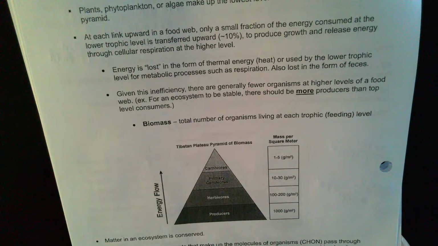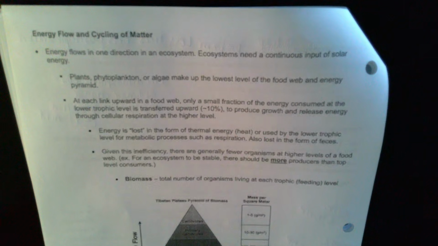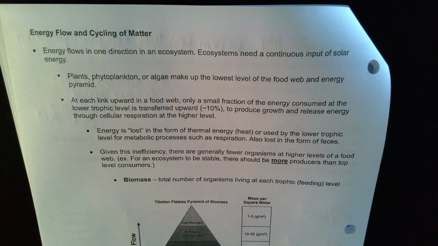Last page that we have for this section is energy flow. We have energy flow and cycling of matter. Energy flows in one direction. Ecosystems need a continuous input of solar energy. So if the sun goes out, you're out of luck. The sun goes out, you're not going to be able to have that continuous input, and then organisms are going to wind up dying.